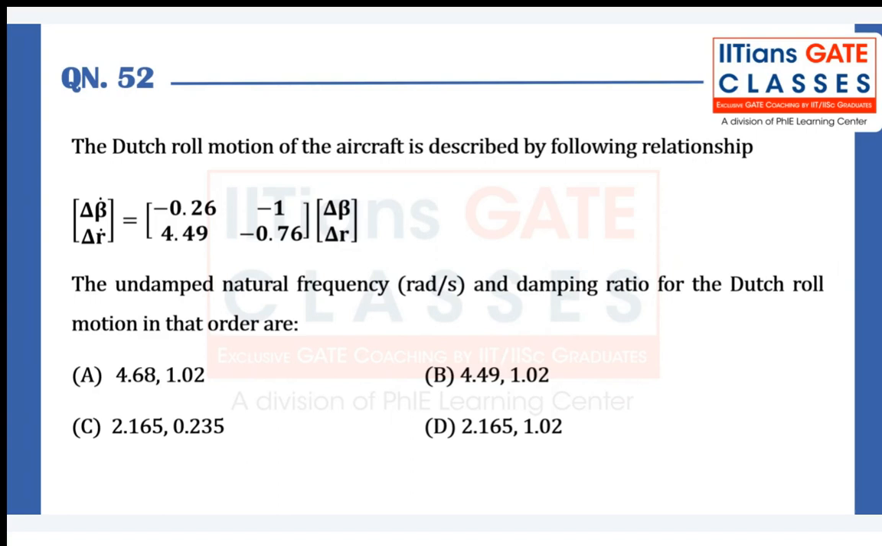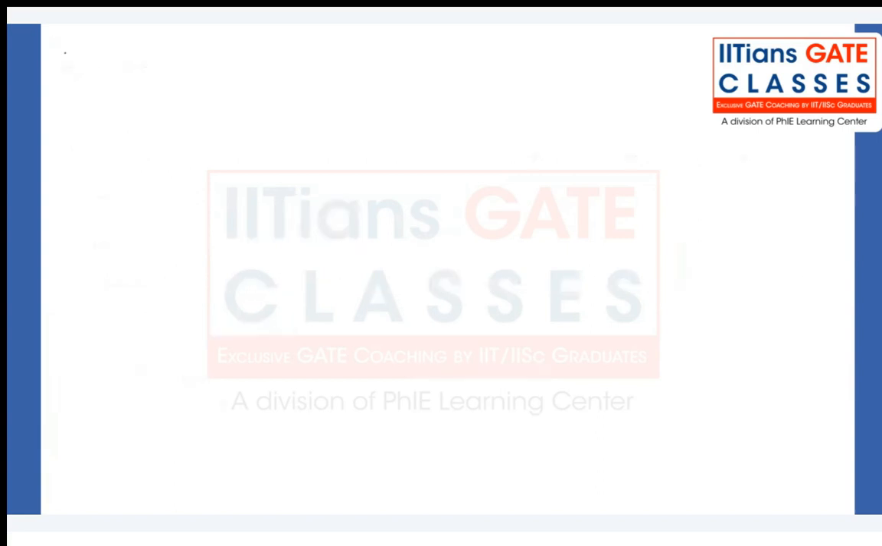Okay. So this is somewhat a tricky question. The Dutch roll motion of the aircraft is described by the following relationship, where the A matrix and the delta beta dot, delta r dot dynamics is given by the change in the side slip angle and the yaw rate. The undamped natural frequency and the damping ratio for the Dutch roll motion in that order are. So we have four options. Let's try to do this. Again, a simple problem. So let's write down the matrix first.